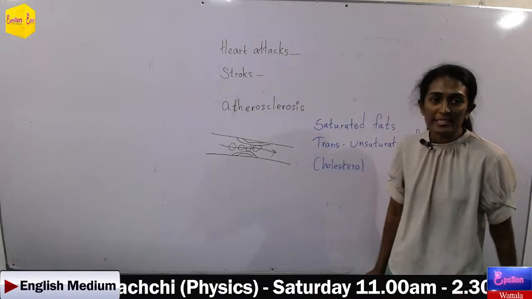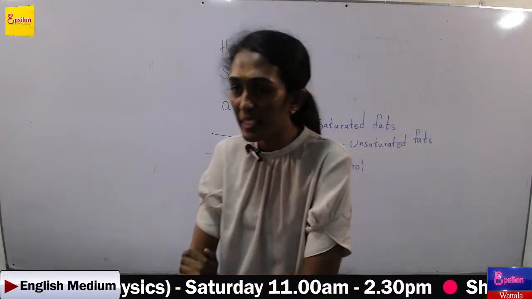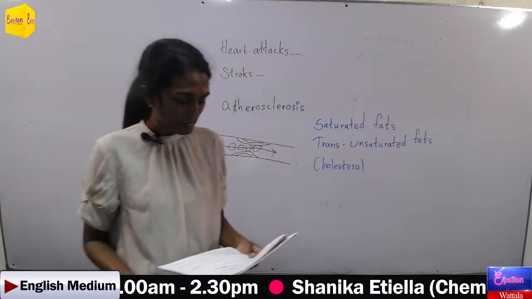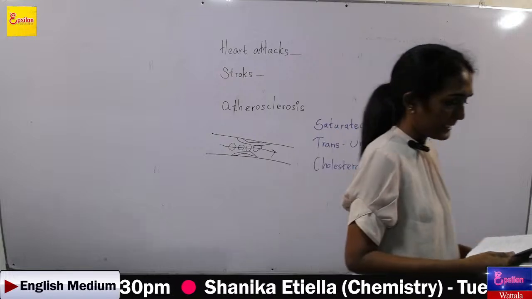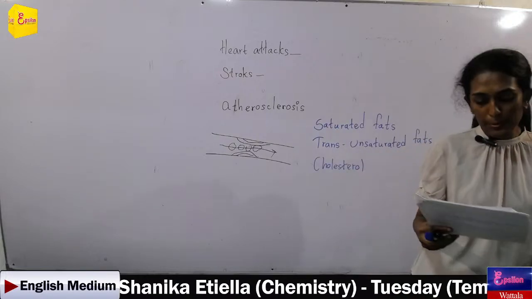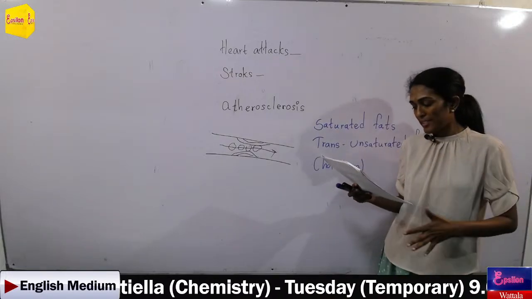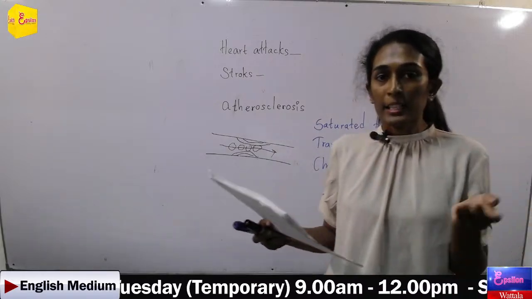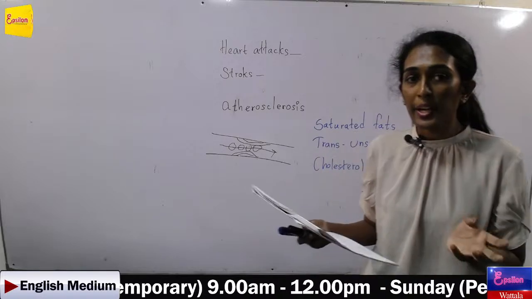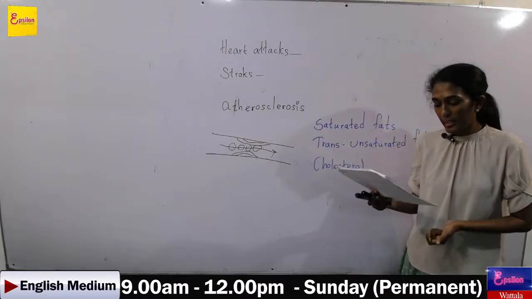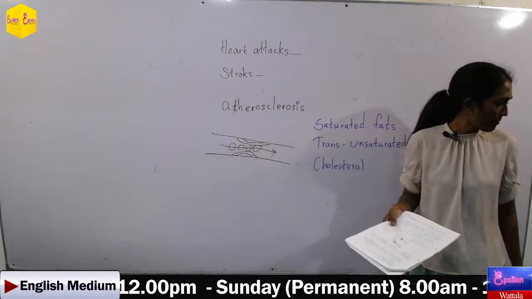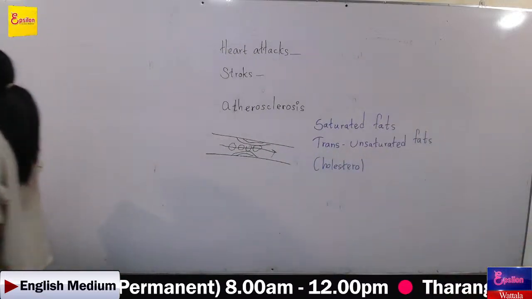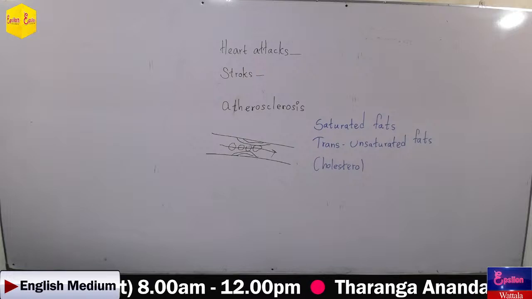So cholesterol is the other thing. Cholesterol is produced within the body itself. Okay. Come to this one. What are the two types of unsaturated fats based on the nature of their double bond? What is the answer? Cis unsaturated fats, trans unsaturated fats. Write the answer. Cis unsaturated fats, trans unsaturated fats.